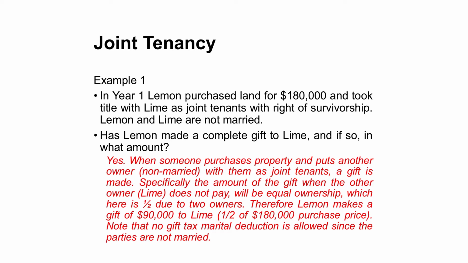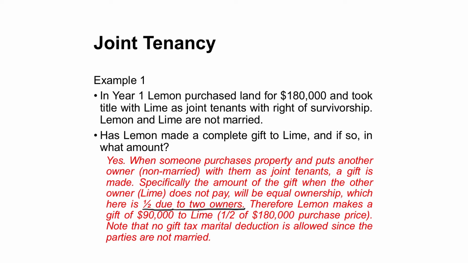So yes, when Lemon purchases the land and makes Lime a joint tenant with Lemon, there is a gift made because Lime has not contributed anything. And the idea is that you take one half of the amount because they're assumed to be one half owners. With joint tenancy, theoretically, each owner owns the property outright, but they're all considered equal owners. So joint tenancy, always equal. Keep that in mind. Tenancy in common, that can be different.